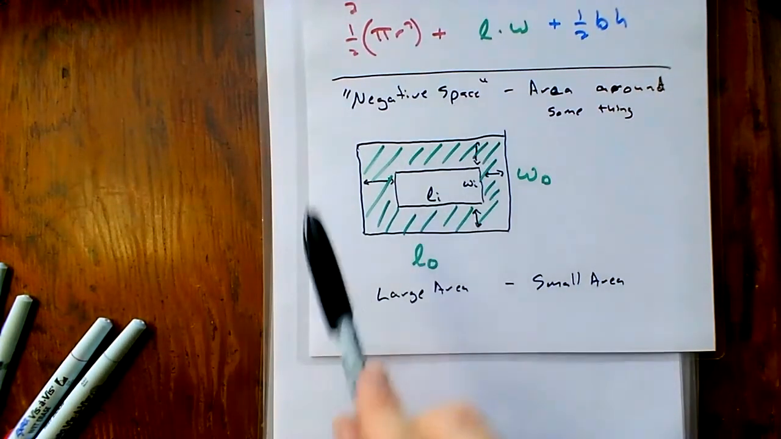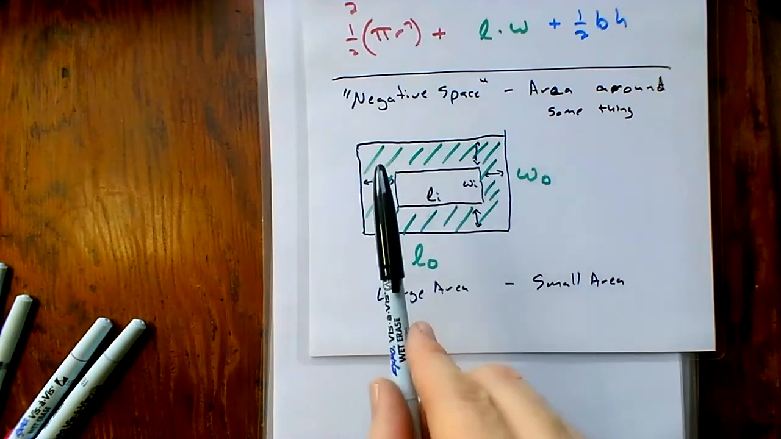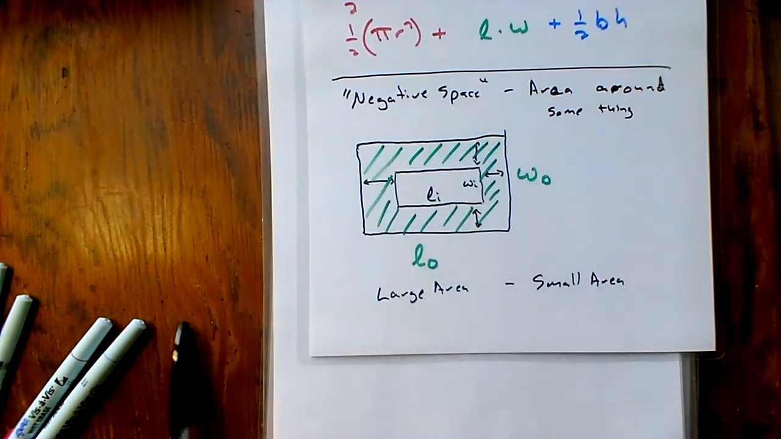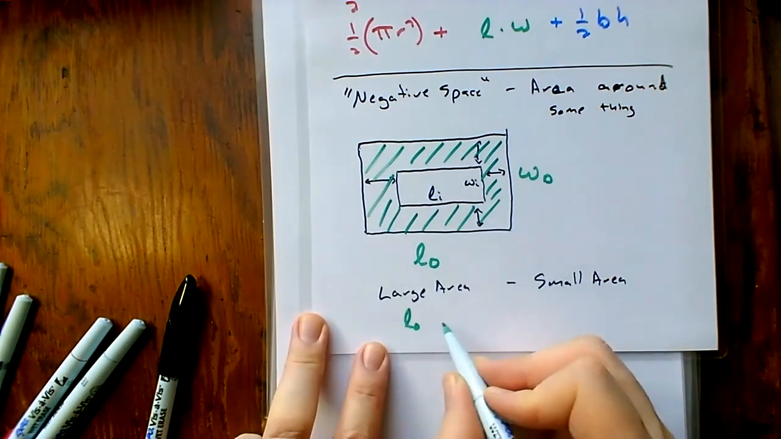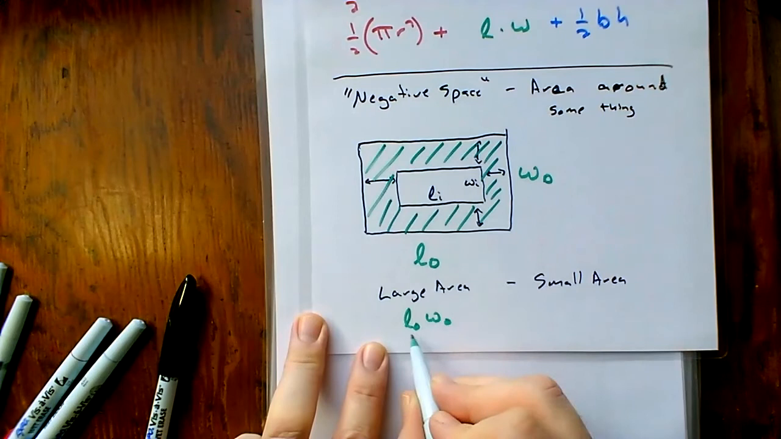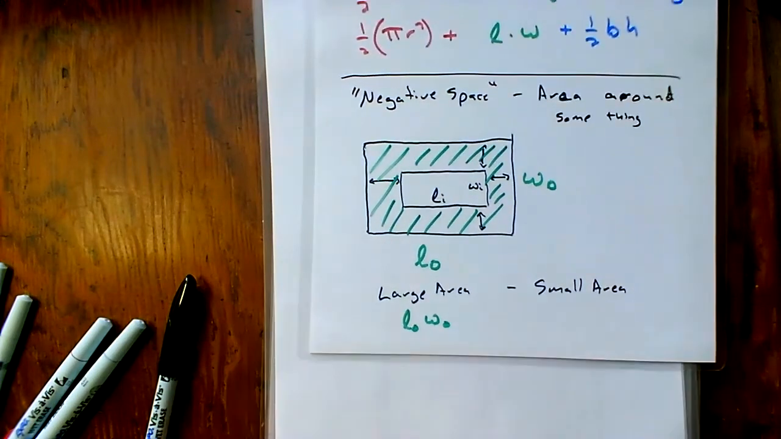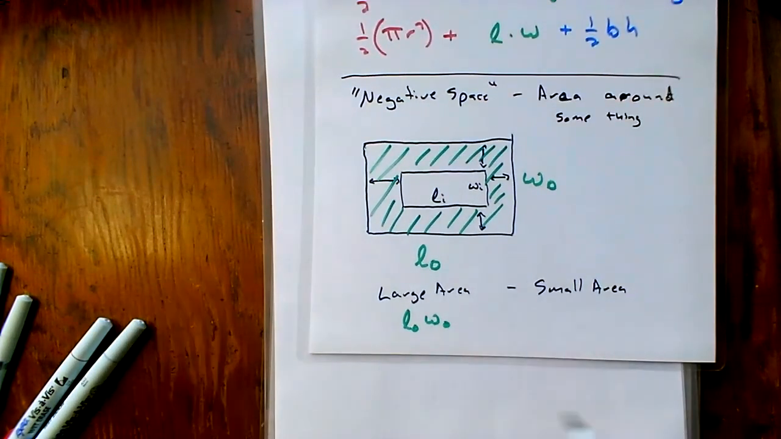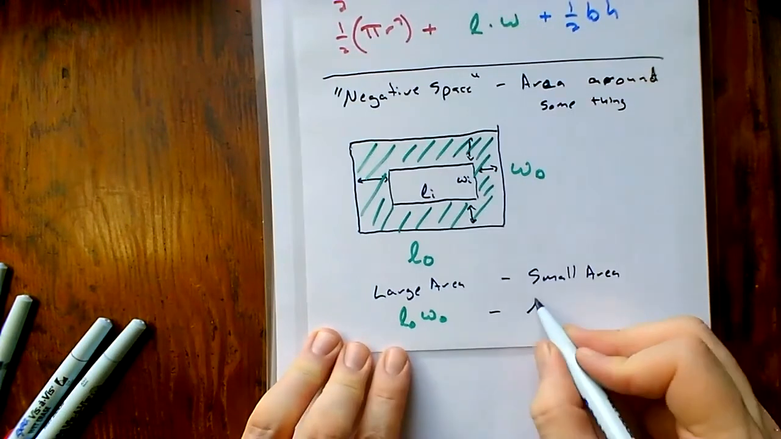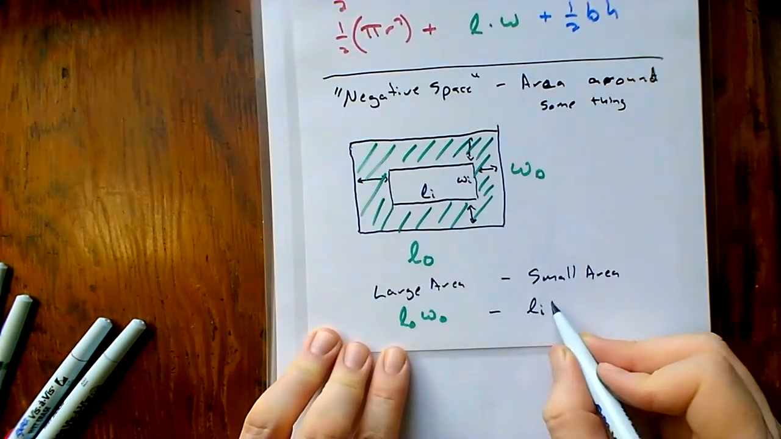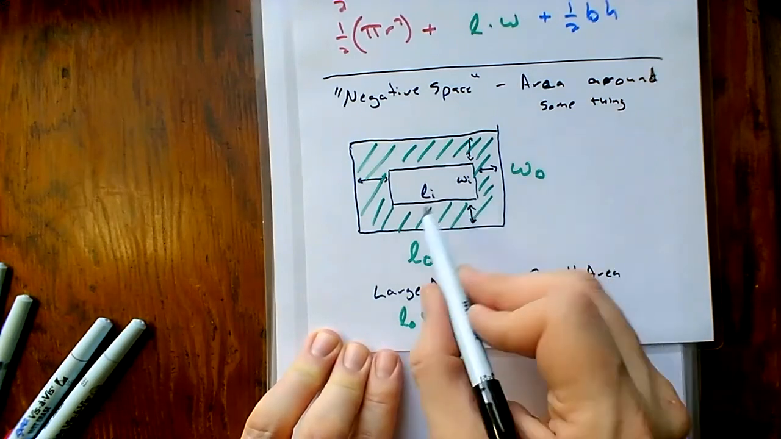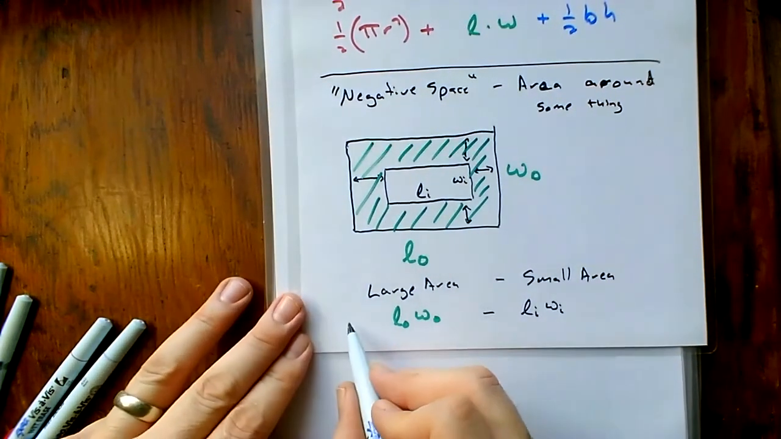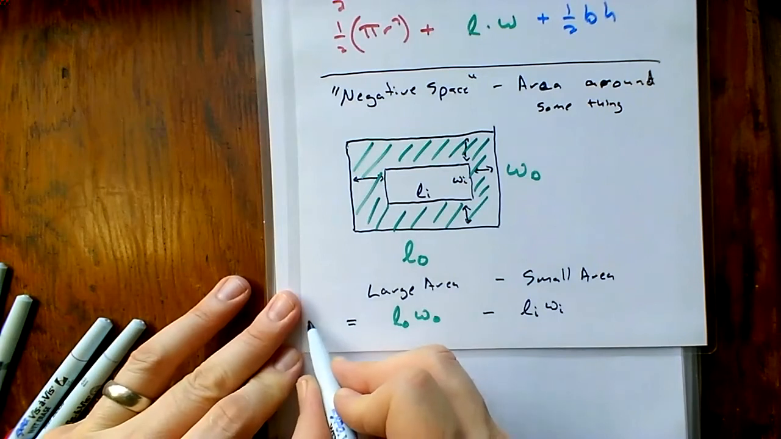And it doesn't have to be rectangles. I've seen this done with squares and circles and triangles, all sorts of things. So our large area would be, in this case, length times width, using these outer ones. And I would subtract away my inside area, which is length times width again. And this is going to be my shaded area.